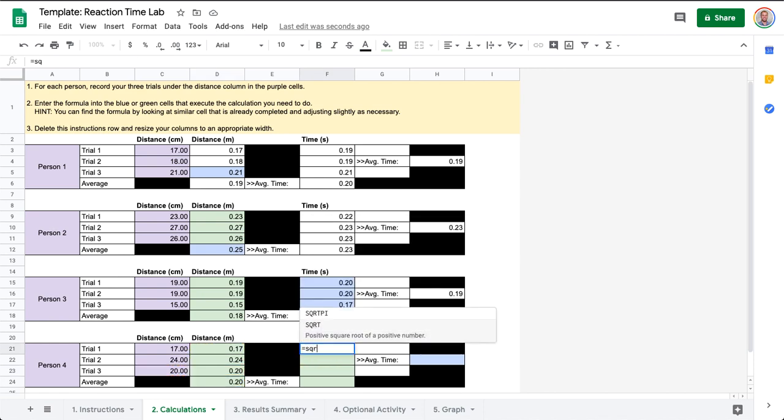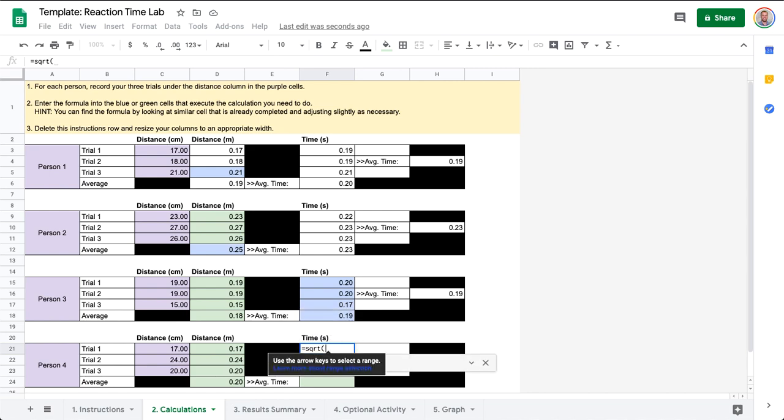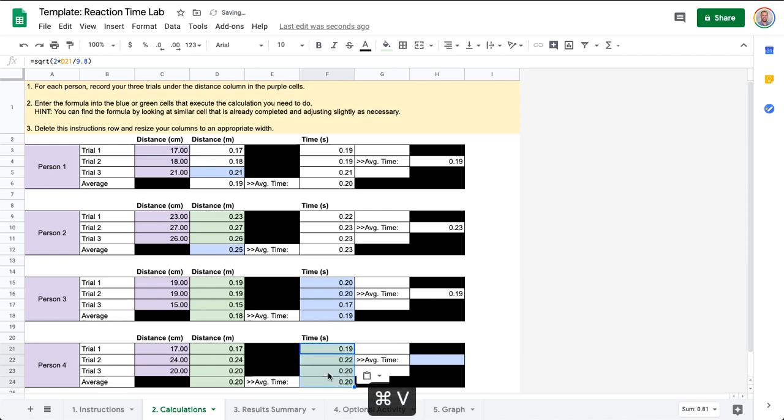Let's practice this one more time. Square root of 2 times this value divided by 9.8. And this is why we actually like using these cell references, because if I were to actually type in 0.17, I wouldn't be able to just copy and paste this formula into these cells. I'd actually have to manually enter it every single time.